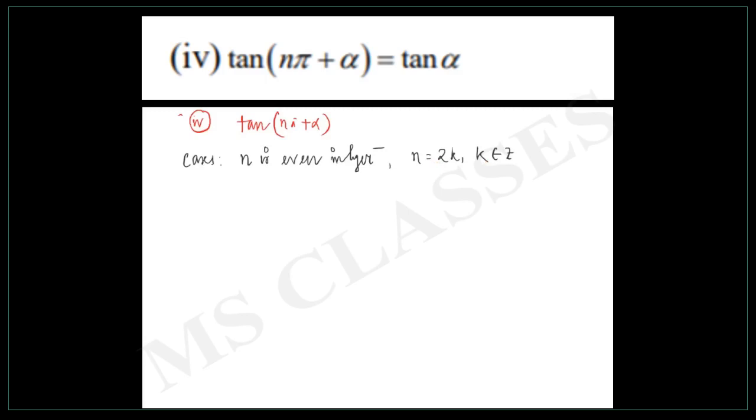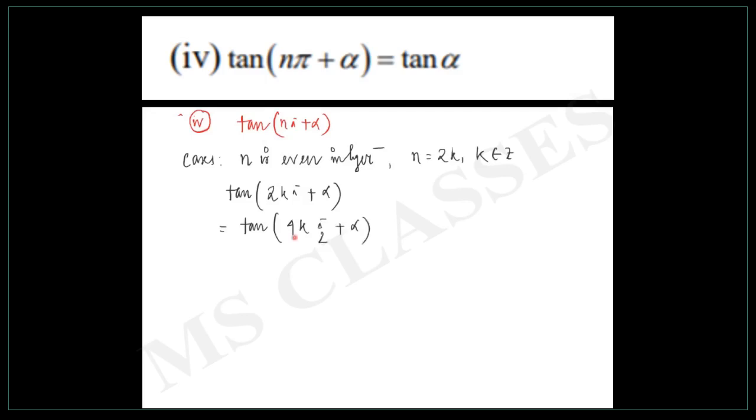So we will substitute here: tan of 2k pi plus alpha. So here, tan of 4k into pi by 2 plus alpha.